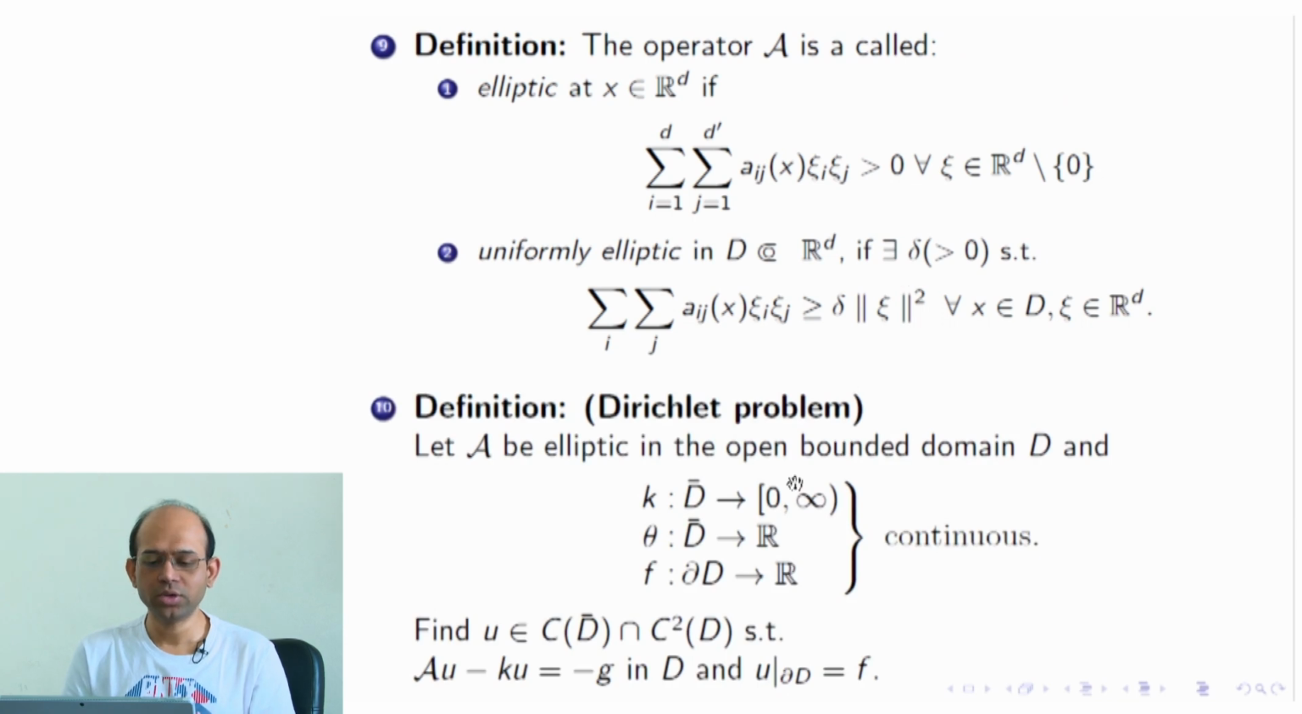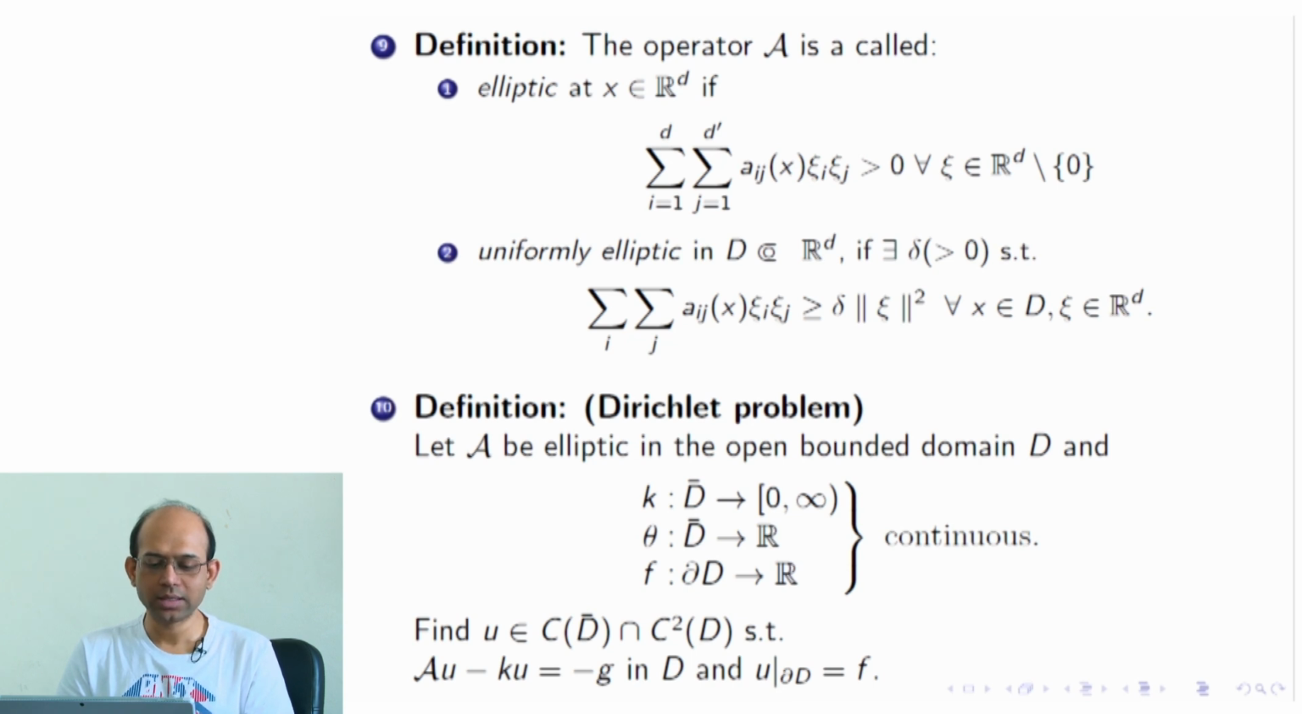However, here we are going to look at a different, more general equation where the operator A would appear, which may have variable coefficients, and may also have a first order term. So Au minus ku is equal to minus g in the domain D, and on the boundary it has some boundary data, that u on the boundary of D is equal to f.